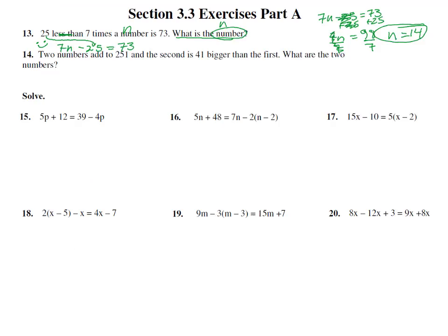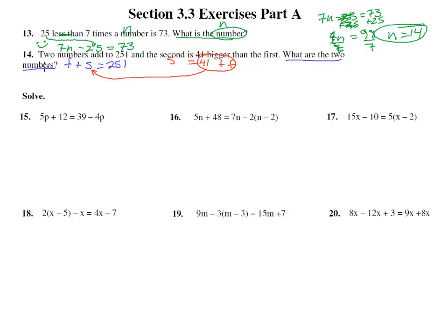Number 14. Two numbers add to 251, and the second is 41 bigger than the first. What are the two numbers? Well, we're searching for two numbers right now, so we need a first and a second. Let's call them F and S. So F and S, it says they add to 251. Now that gives us an equation, but not enough information to solve it. We need to know something about either F or S. Luckily, this right over here says the second is 41 bigger than the first. That tells us what S is, so we can take this and put it right in there.